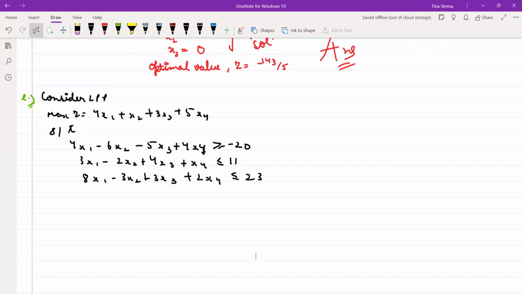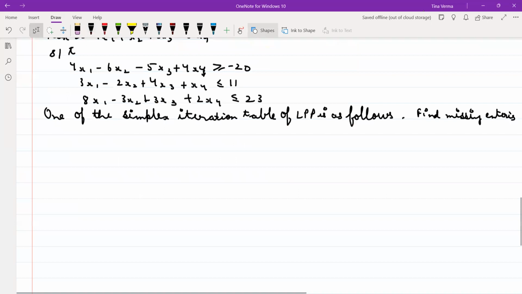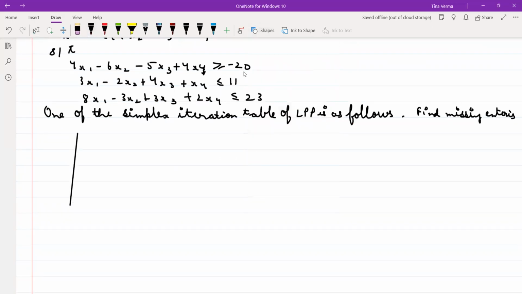One of the simplex iteration tables of the LPP is given as follows. Then find the missing entries. So the table is for the concerned LPP. The table is given to you.